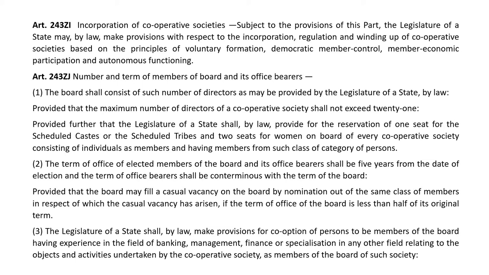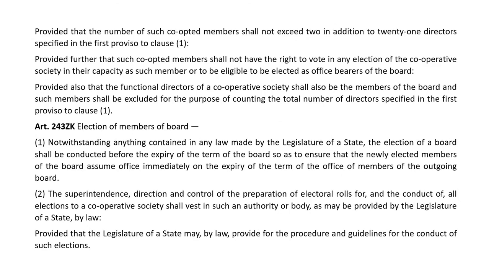The legislature of a state shall by law make provisions for co-operation of persons to be members of the board, having experience in the field of banking, management, finance or specialization in any other field relating to the objects and activities undertaken by the cooperative society as members of the board of such society. Provided that the number of such co-opted members shall not exceed 2 in addition to 21 directors specified in the first proviso to clause 1.